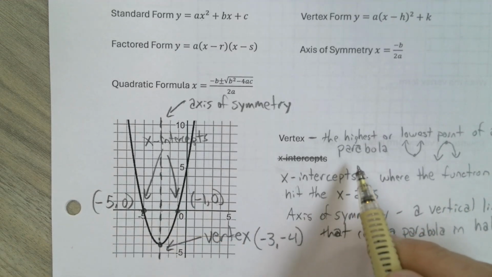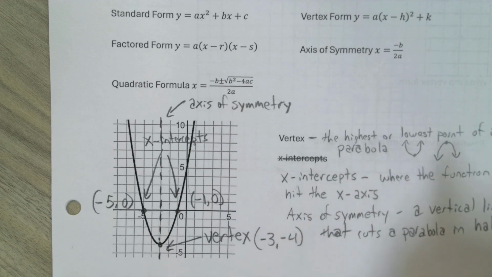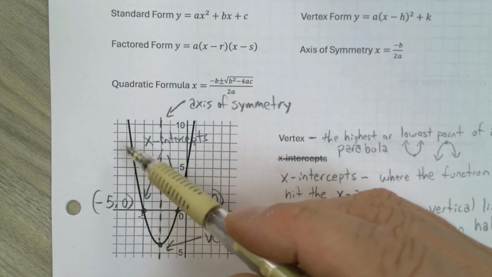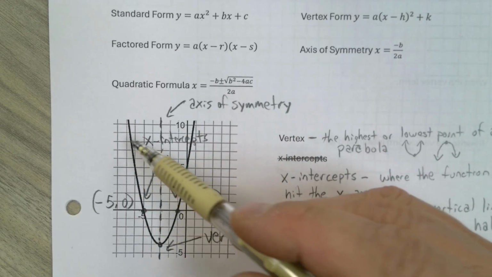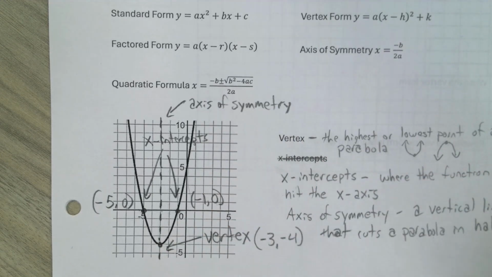And I've been using the term parabola here. A quadratic is a parabola. Those words can be used interchangeably. I am still talking about a quadratic. This is a quadratic function, but the graph is sometimes referred to as a parabola.